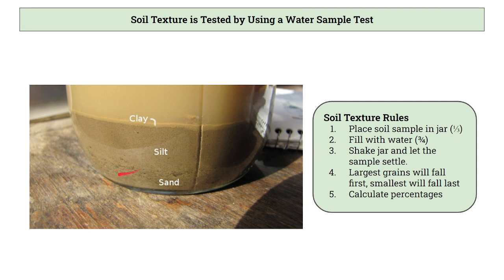Now, since sand is the biggest grain, it's going to fall first, and then silt, and then finally clay will fall last. Okay? And then we can determine what percentage is sand, what percentage is silt, and what percentage is clay by measuring them with a ruler, and then just doing some simple percent math that we've done already in class.